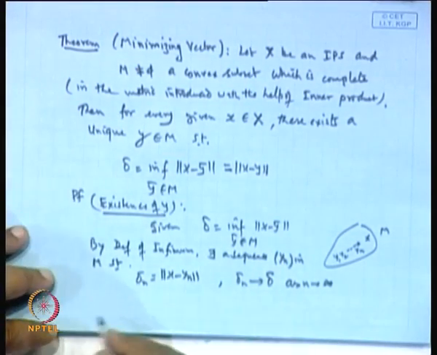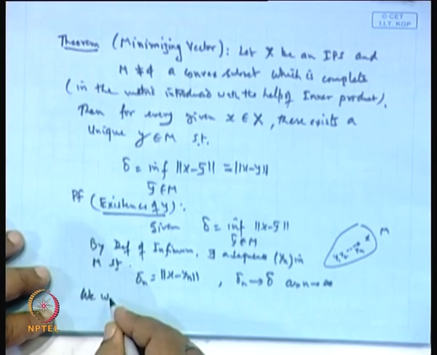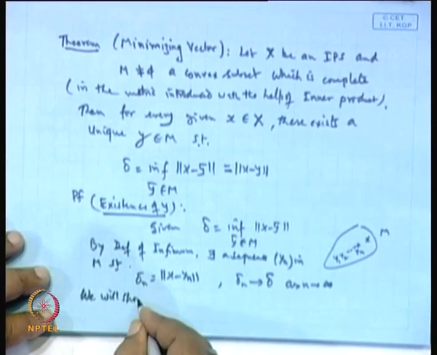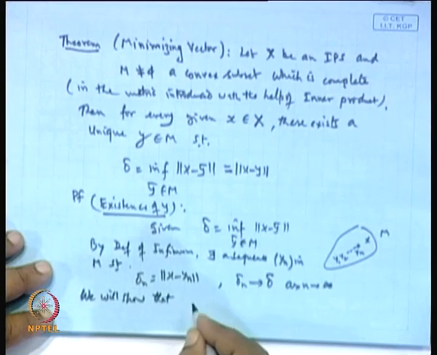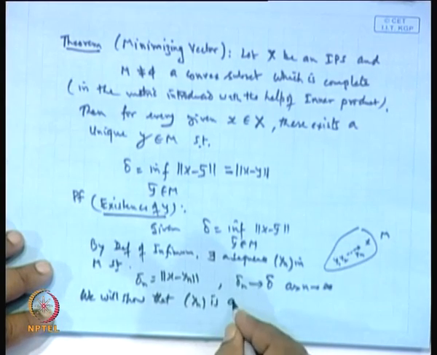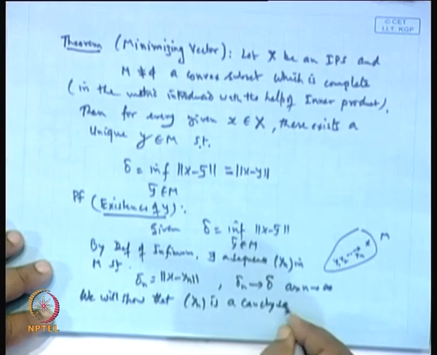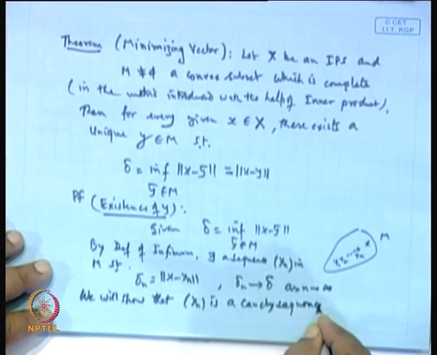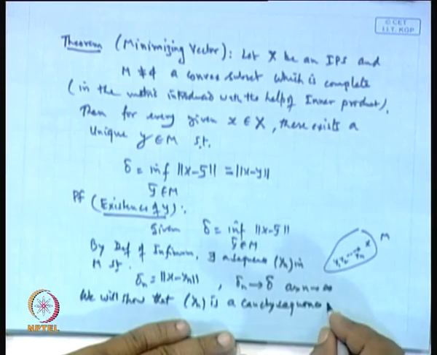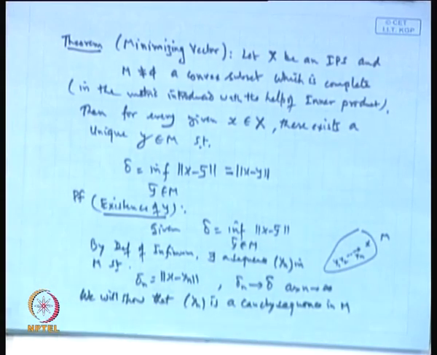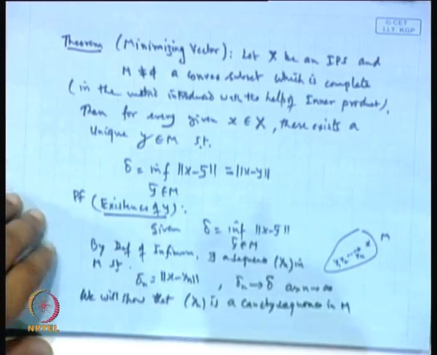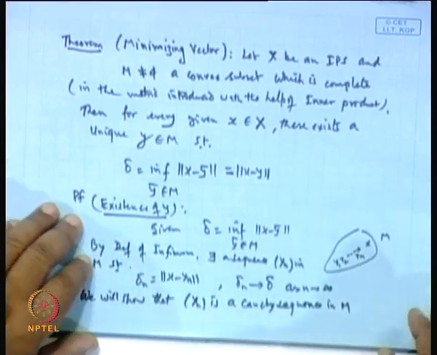Now, we will show that this sequence yn is a Cauchy sequence in M. Once it is Cauchy in M, M is already complete, so it must be convergent. So, we get a point y belonging to M and existence of y will be granted. That is our procedure. So, how to show that yn is Cauchy?